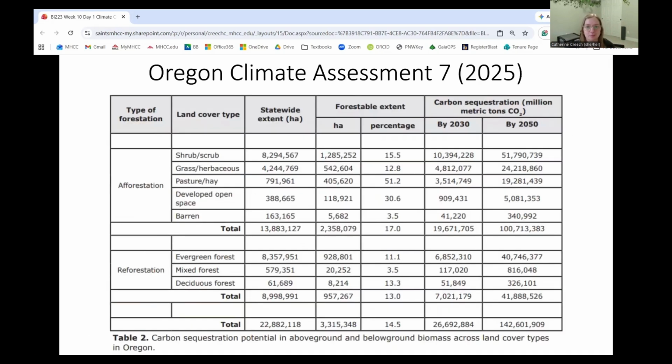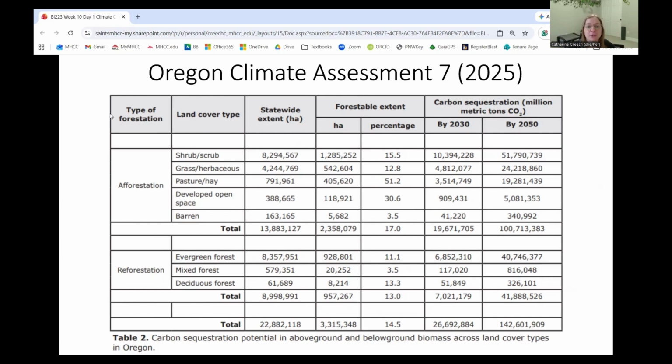Absolutely fascinating. We have a major assessment that's done for our state. It's called the Oregon Climate Assessment. It's done by several different scientists that work together to do it. They just released number 7 last year. So in this assessment, they talk about the different types of forests that Oregon has, our potential to add more forest, the land that could be forested, and if we do that, how much carbon will be pulled out of the atmosphere, called carbon sequestration, in millions of metric tons.